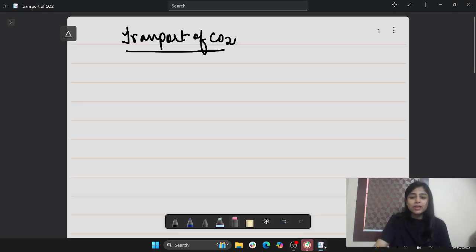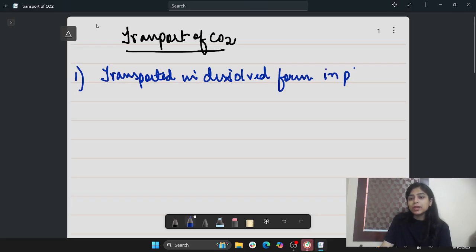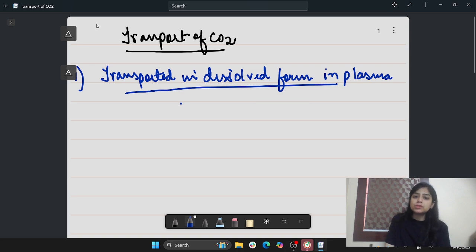Okay. So as the topic says, the transport of carbon dioxide. Number one, it is transported in dissolved form, in the plasma. The blood has two components: the plasma, which acts as an extracellular fluid, and the blood cell components. In case of carbon dioxide transport, about 7% is transported in the dissolved form.